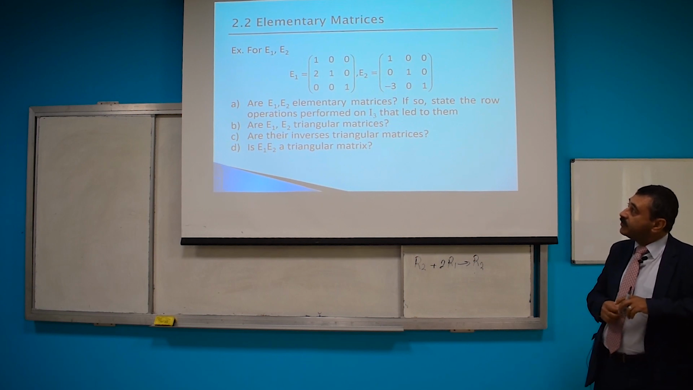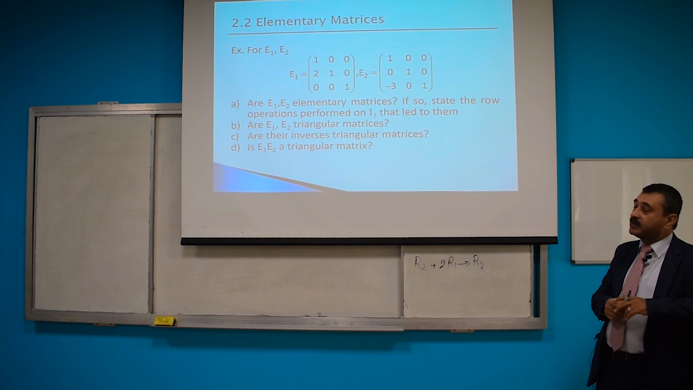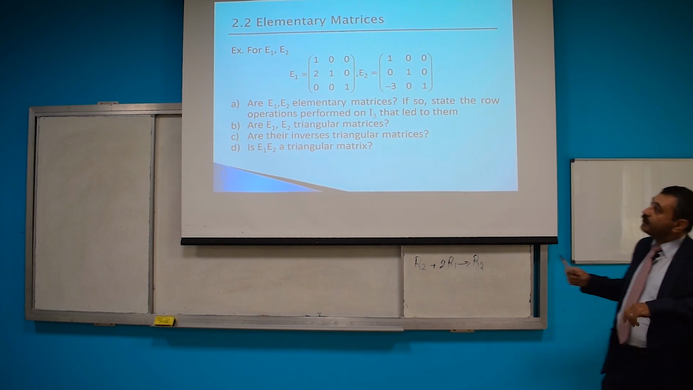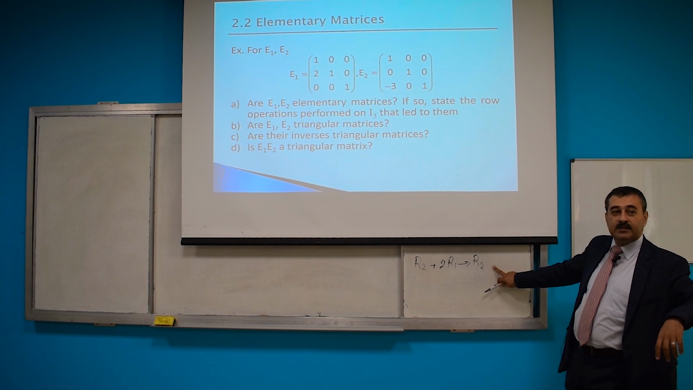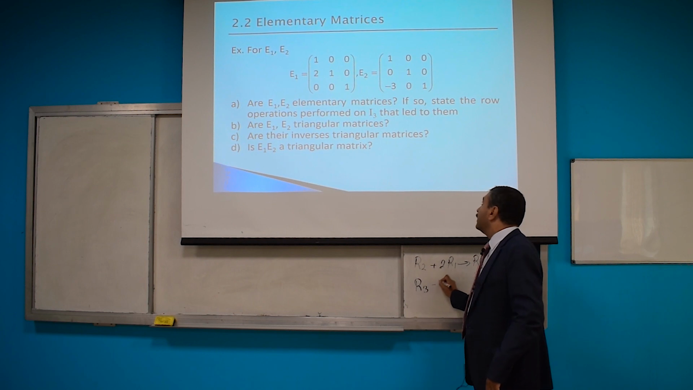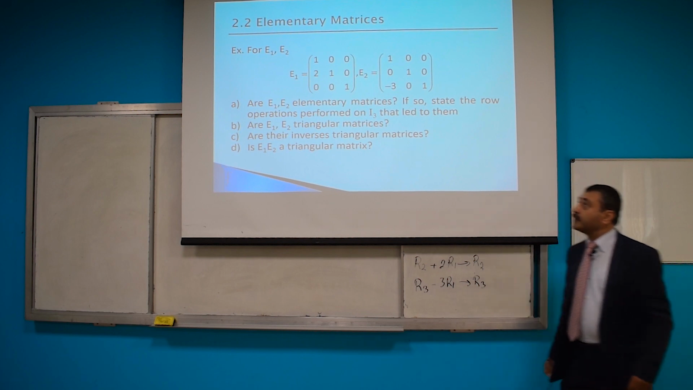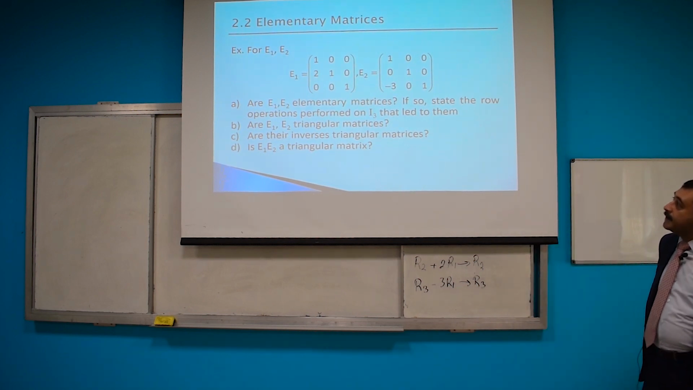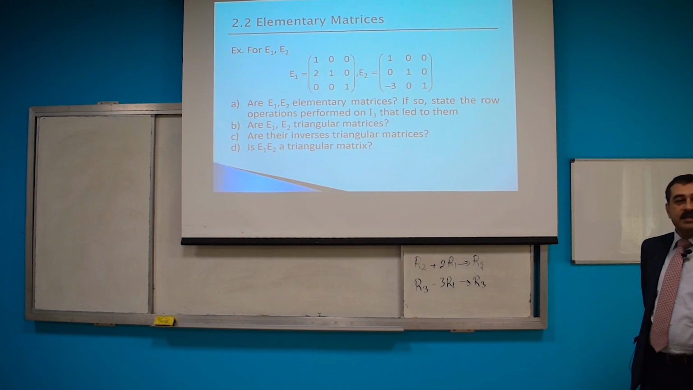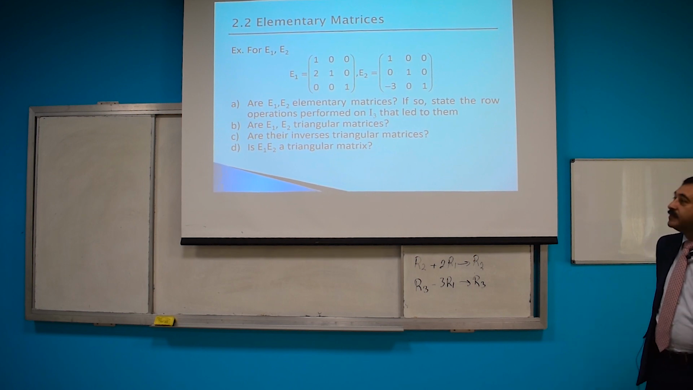If you look at these two matrices, are they elementary matrices? What are the row operations on I? The first one is this on I. What about the second? R3 minus 3R1 replacing R3. Are these matrices triangular matrices? Lower triangular matrices, both, right?